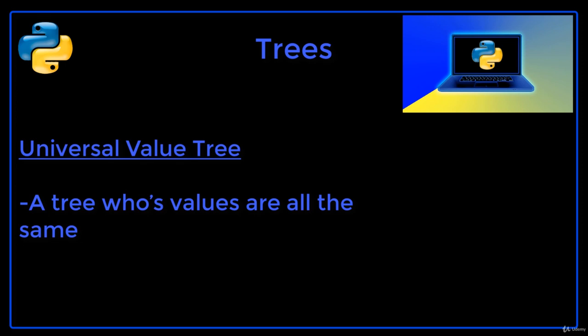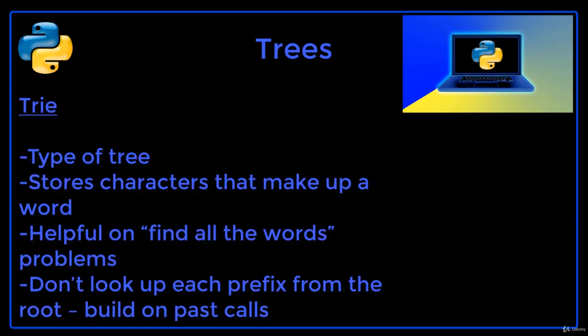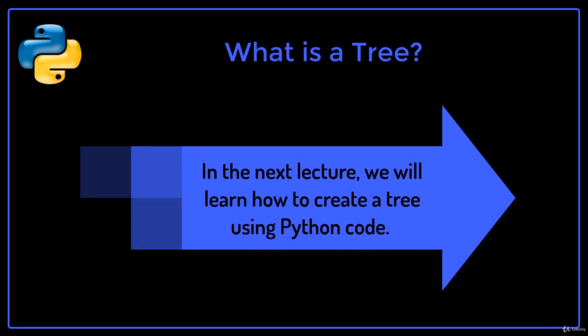A universal value tree is a tree whose values are all the same. A trie is a type of tree. It stores characters that make up a word. It's helpful on find all the words problems. With this type of tree, we don't look up each prefix from the root. Rather, we build on past calls. In the next lecture, we will learn how to create a tree using Python code.